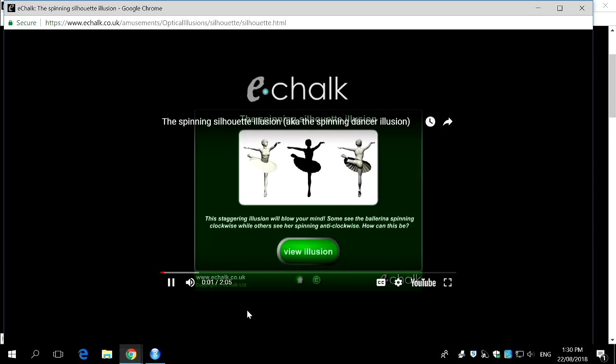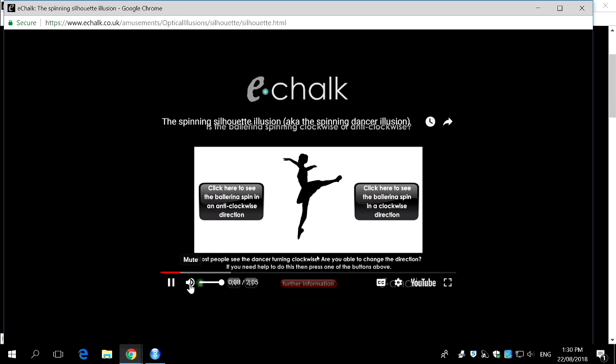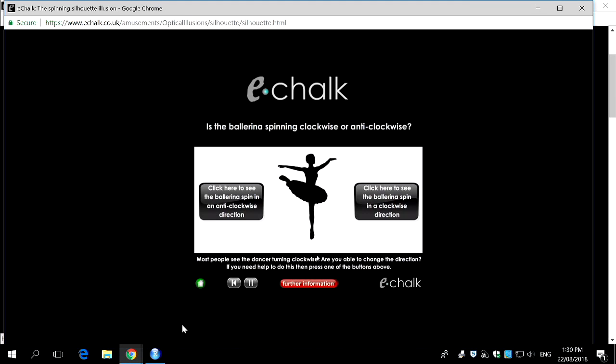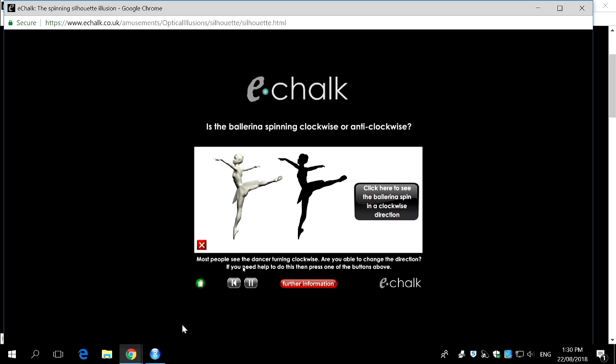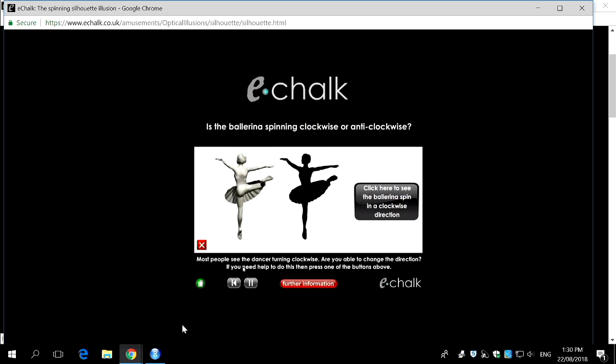So this is the spinning ballerina. You might have seen this in a different form. Oh, we got voice with it. Let's tell them to shut up. So I've got a spinning ballerina. Which way is she spinning? Is she spinning clockwise or is she spinning counterclockwise? So who thinks she's spinning clockwise? Okay, so clockwise would be that way. Yeah. Okay, who sees her spinning counterclockwise? Yeah, the other half of you, right?